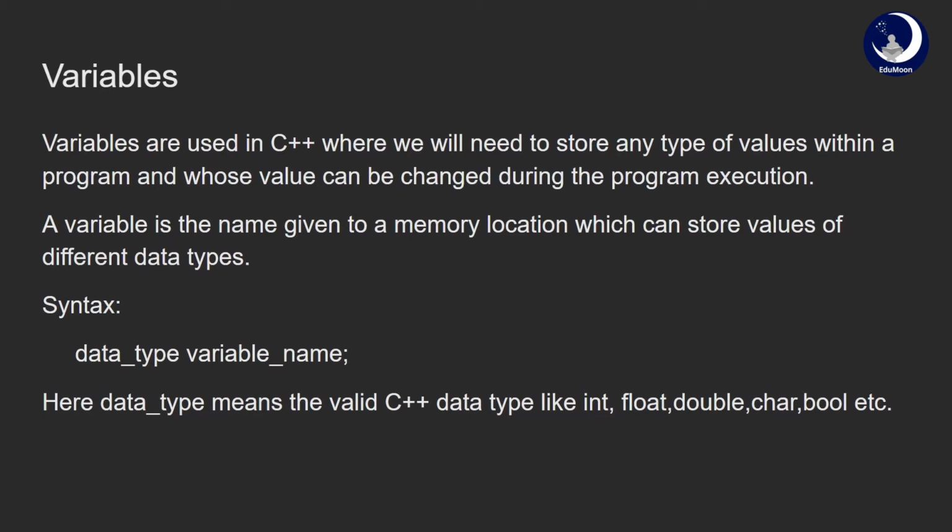Now let's look at the syntax. Here the syntax is quite simple. We'll be having the data type and the variable name. The data type tells us what kind of data this particular variable name can hold. Here data type means the valid C++ data types like int, float, double, character, boolean.